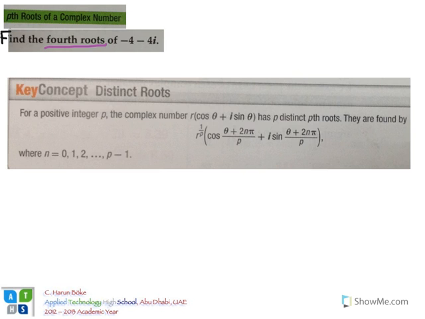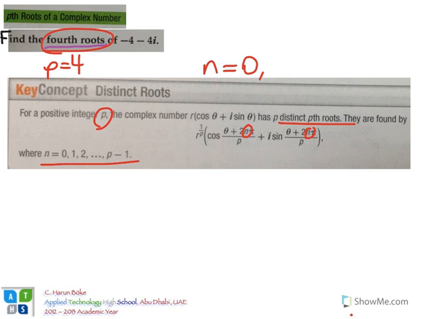Here is how. I'm going to use this formula to find each root. Now let's examine this. We have p as the number of roots. Here it is given as 4, so p will be 4. And we have n. Now n changes up to p minus 1. In our case, n will be starting from 0 and going up to 3. There are 4 values of n. So for each value of n, I will do a separate calculation to find separate values as roots.